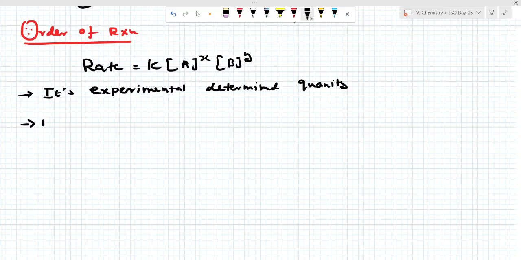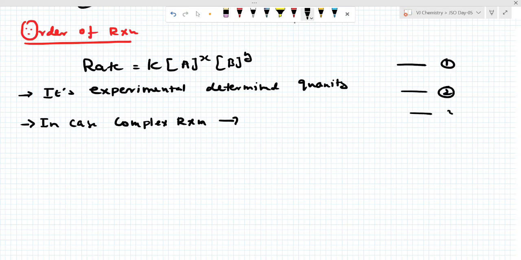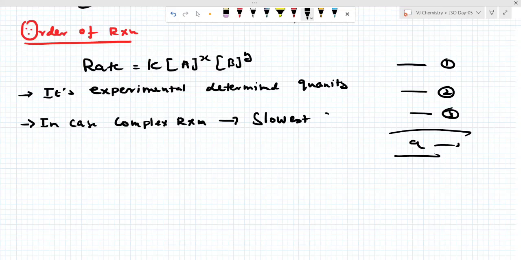Now, listen. In case of a complex reaction, what is complex? More than one step, okay? Complex reaction, for example, this first step, this second step, this third step, and this is the overall reaction. If the reaction has 3 steps, 4 steps, the slowest step is the rate determining step. In case of a complex reaction, the slowest step is the RDS. What is RDS now? The rate determining step, okay?